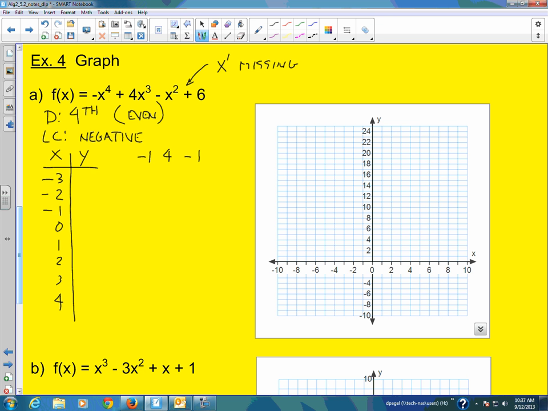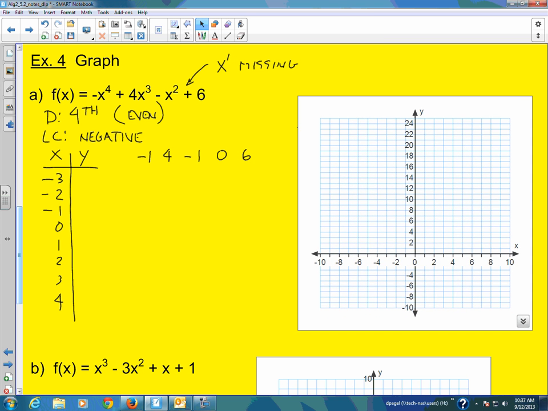So we replace those missing ones with a 0. And I'm going to put a 6 in my graph over here. So there it is. We replaced the missing x term with a 0 in my synthetic substitution.